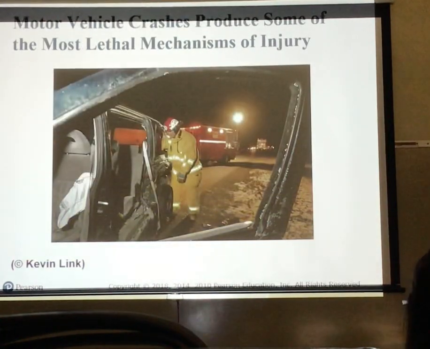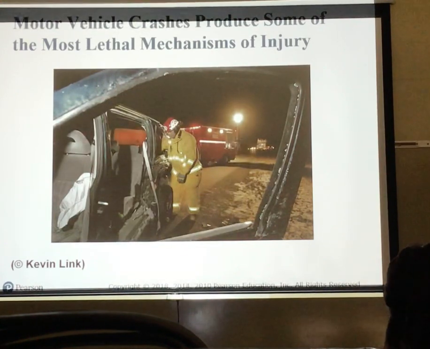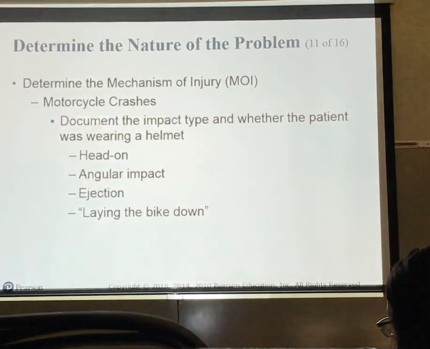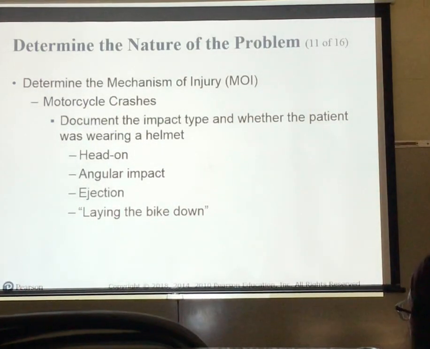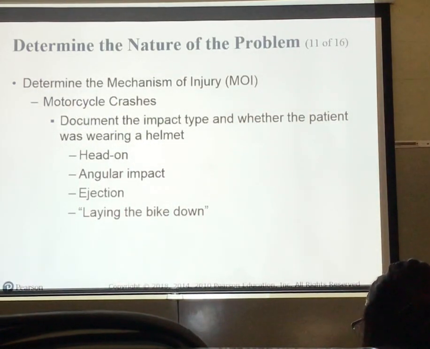Motor vehicle crashes produce some of the most lethal mechanisms of injury. Blunt force applied to the body produces widespread injury to organs, bones, muscles, nerves, and blood vessels. Some of the things we talk about: head-on impact, angular impact, were they ejected, or did they lay the bike down? We'll talk about that a little bit more in trauma.